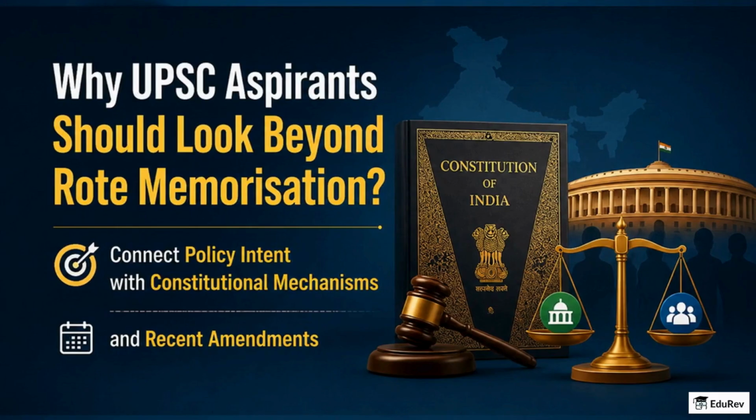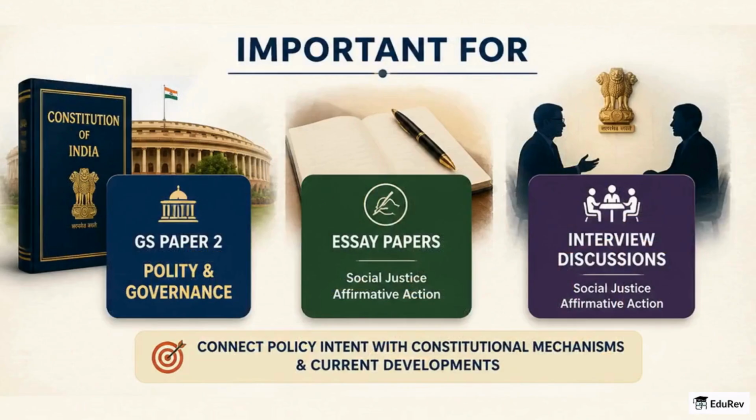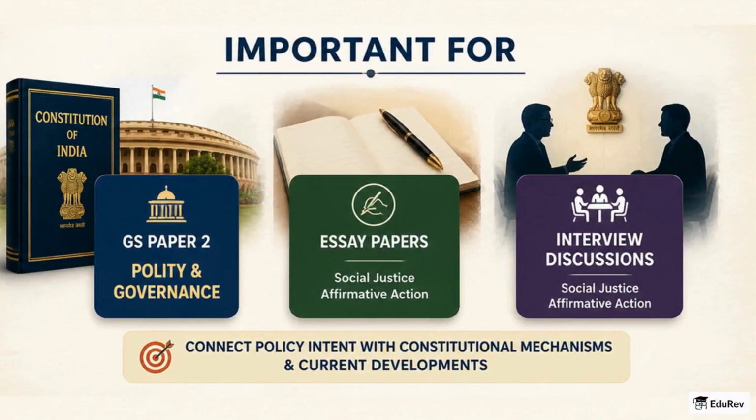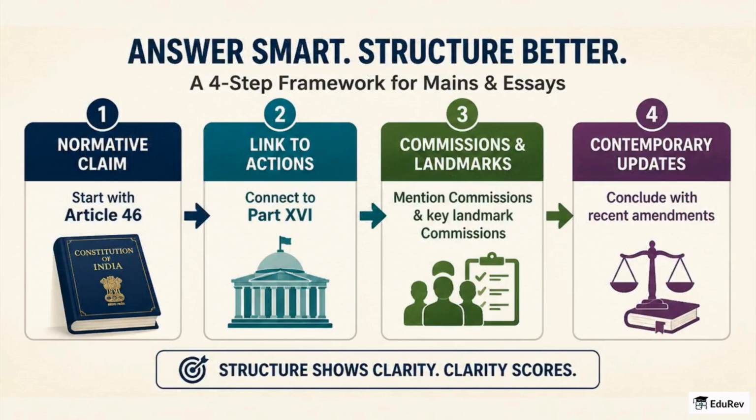Why should UPSC aspirants care beyond rote memorization? Because questions increasingly test your ability to connect policy intent with constitutional mechanisms and recent amendments. This concept is very important for your GS Paper 2 on polity and governance, and it also appears in essay papers and interview discussions about social justice and affirmative action. When answering mains or writing an essay, start with Article 46 as the normative claim. Then, link it to Part 16 actions. Mention commissions and landmark commissions, and conclude with contemporary amendments.